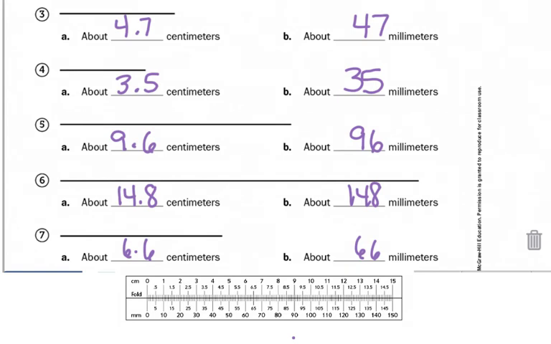Now that you're done, you can go ahead and check your work. I would say if you're within 1/10, if you're just 1 away on either side, I would give that to you. So 4 7/10, which is 47 millimeters. Number 4, 3 5/10 centimeters, or 35 millimeters. Number 5, 9 6/10 centimeters, or 96 millimeters. Number 6, 14 8/10 centimeters, or 148 millimeters. And lastly, 6 6/10 centimeters, or 66 millimeters.